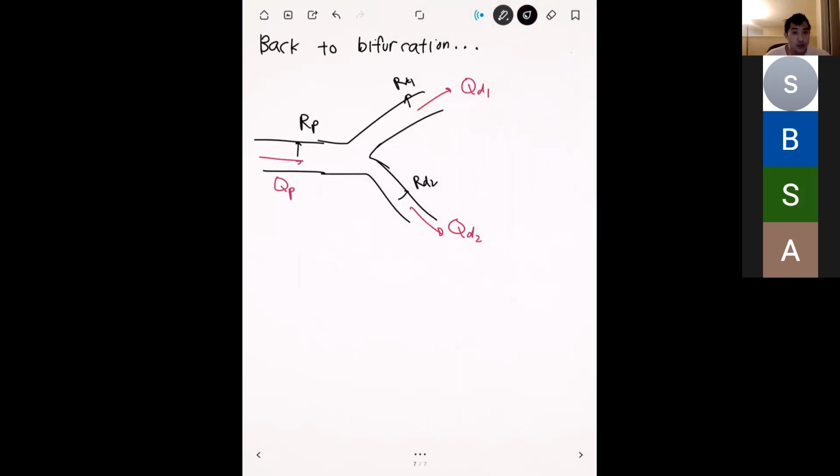And so from here, what we can actually do is apply conservation of mass. Because by conservation of mass, we know that mass can't be created or destroyed or accumulated here. And so basically whatever flow goes into our domain has to come out. And so we can say that QP is going to be equal to QD1 plus QD2. Whatever comes in has to come out. On the left, we have the flow that's coming in, which is QP, and on the right, we have all of our outflows.